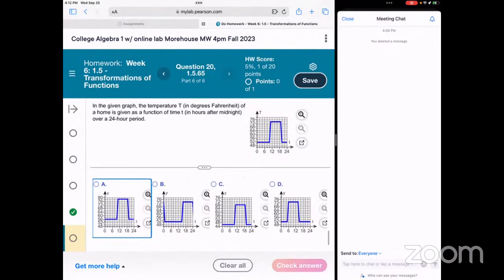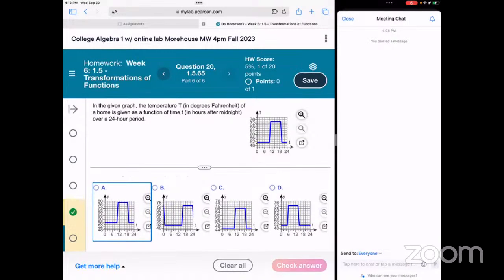Okay, so then which of these graphs captures the 5 hours earlier? Originally, the temperature change occurred around 11 a.m. So then around 6 a.m. will be the new temperature change. And it looks like D. Okay.